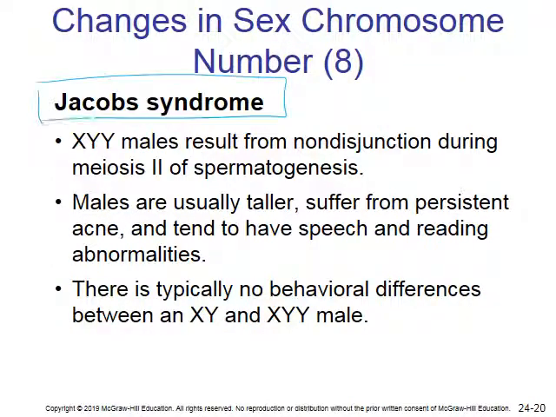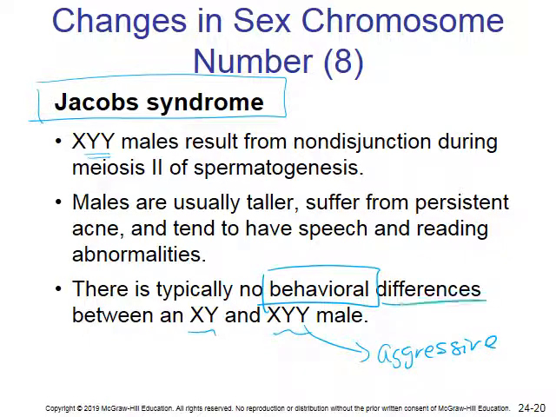I wanted to mention Jacob's syndrome, where the males have an extra Y chromosome. We used to think that this extra Y made males more aggressive, but we've come to study and realize that there is no behavioral difference. The problem was they were looking at males with the XYY that were in prisons or in mental institutions. So this is just a good example of you have to be careful where you get your data from, and that your data has to be random or you're going to make inferences based on biased data.